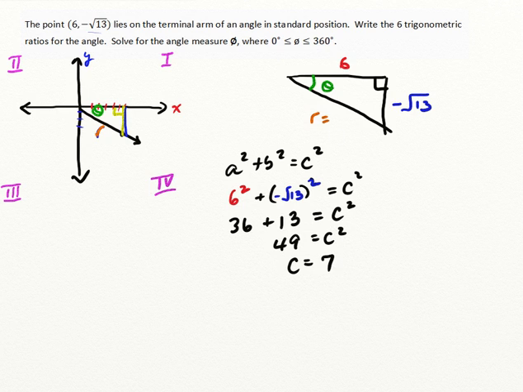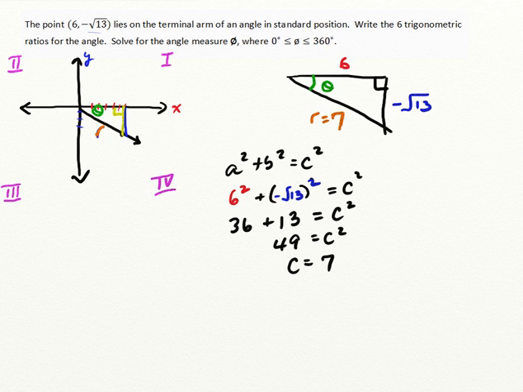So I can put that value in right there. The radius is 7. I'm pleased to see a value of 7 because the hypotenuse should be the longest side, and sure enough, 7 is greater than 6, and it's also greater than root 13. Okay, so there's our right angle triangle, and we were asked to write the 6 trigonometric ratios for this angle.